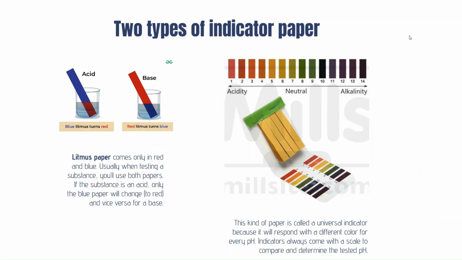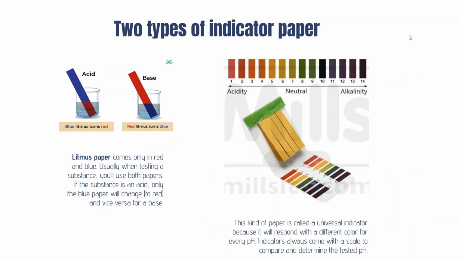So there are two types that come in this little paper form, and one is litmus paper. Litmus paper comes in either red or blue. And usually when testing a substance, we'll take a red litmus paper and a blue litmus paper and put them both into solution. And if the blue one turns red, then we have an acid. If the red one turns blue, then we have a base. If the substance is neutral, they're not going to change color.